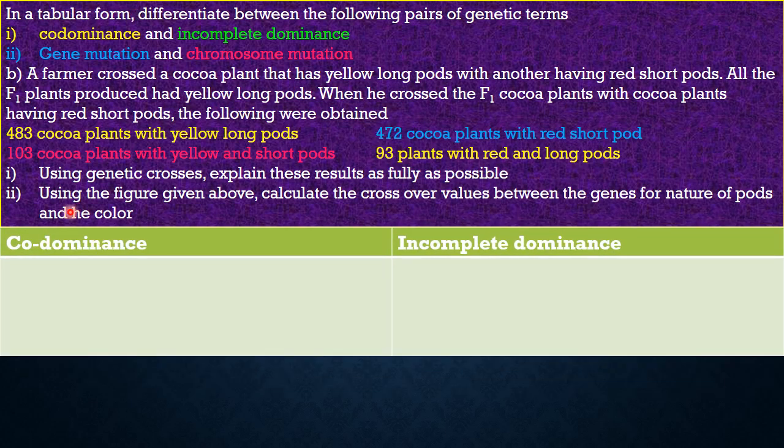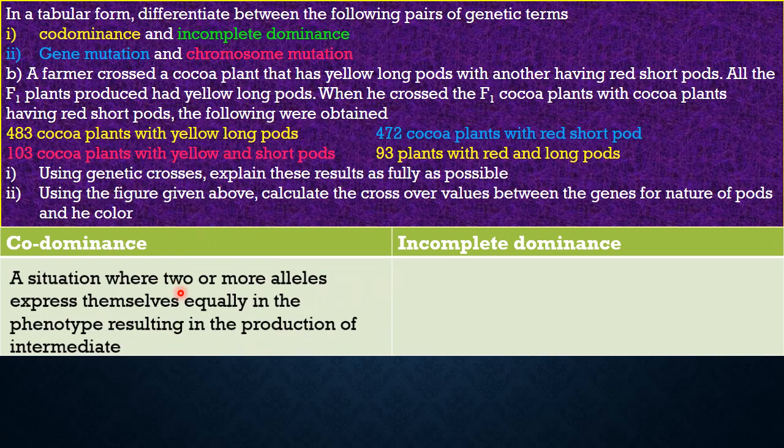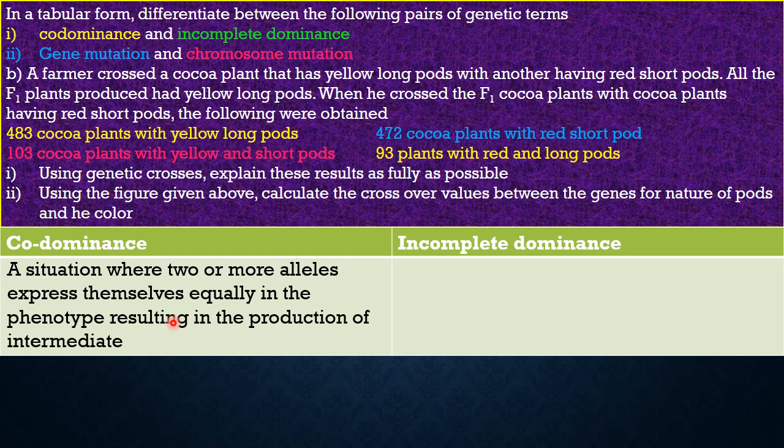We have codominance here, and here we have incomplete dominance. The best way in which I recommend you to do this is by the definition. How do you define codominance? It is simply a situation where two or more alleles express themselves to the same extent in the phenotype. In such a case, intermediate species are being produced.